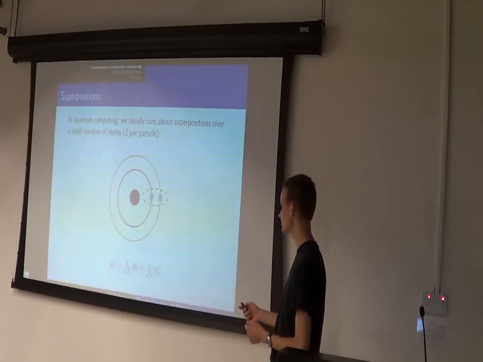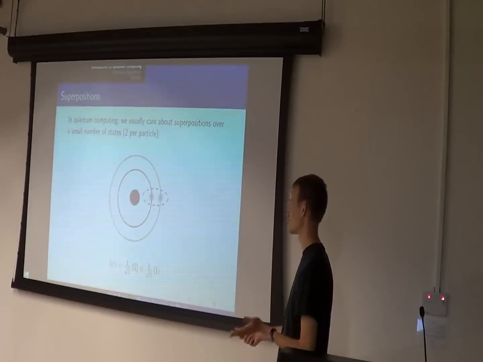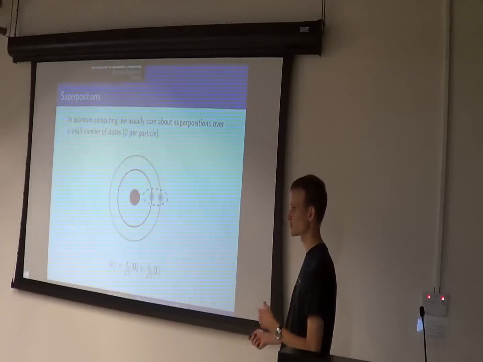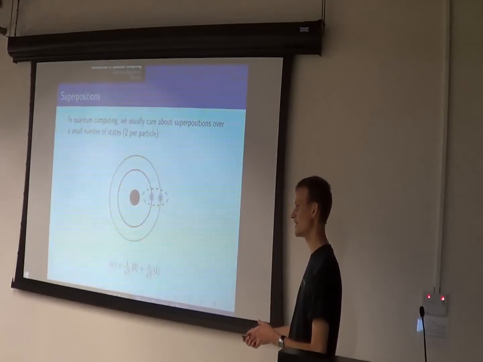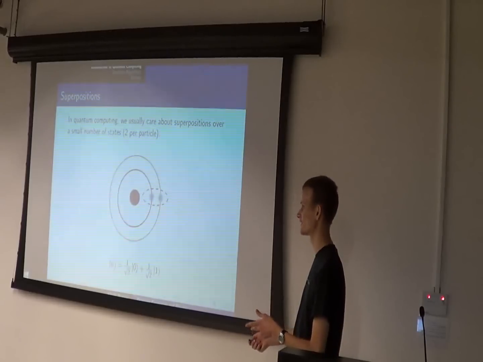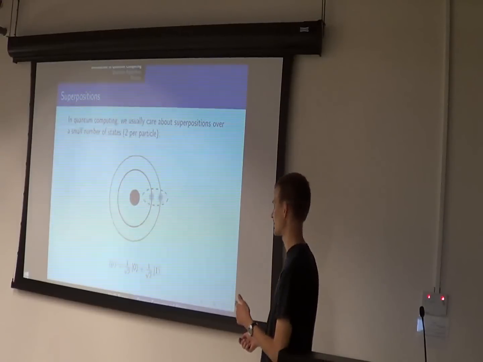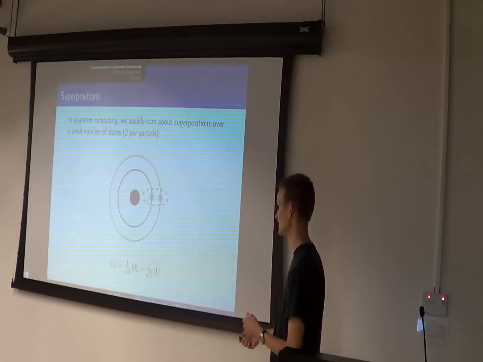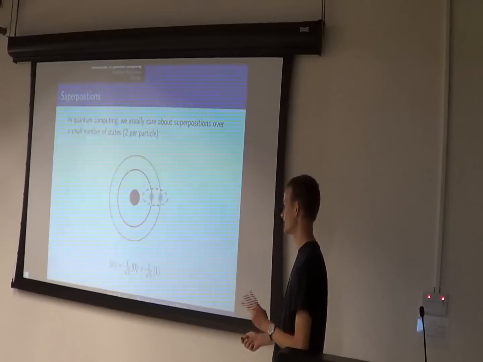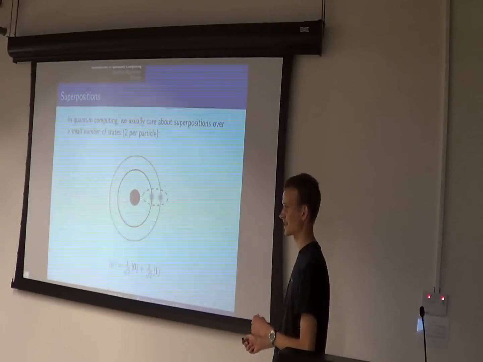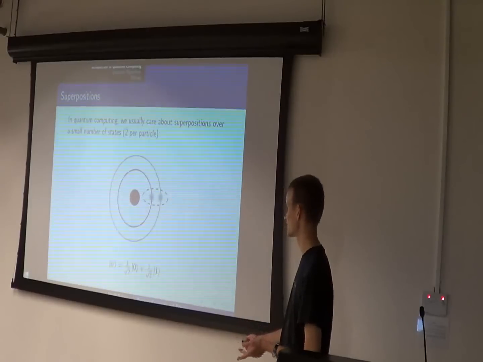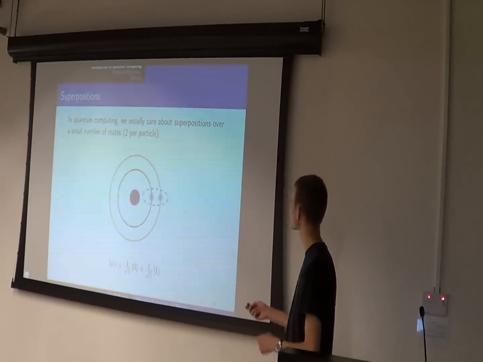So here is the common mathematical way of representing a superposition. We have psi is some factor of 0 plus some other factor of 1, and these two things added together make up the superposition of psi.